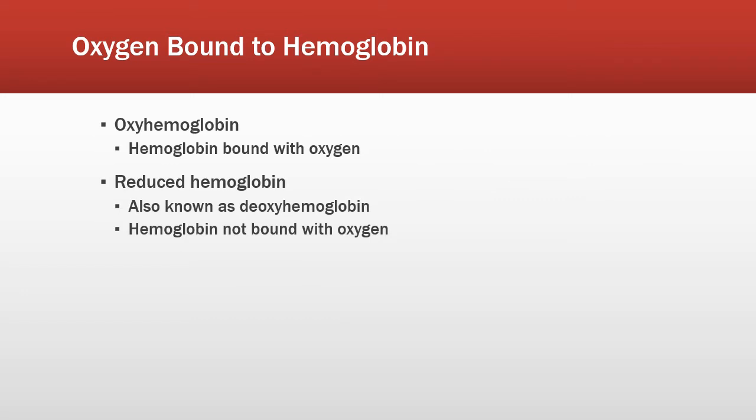So, oxyhemoglobin is hemoglobin bound with oxygen. Reduced hemoglobin is hemoglobin not bound to oxygen. It's also known as deoxyhemoglobin or just hemoglobin.